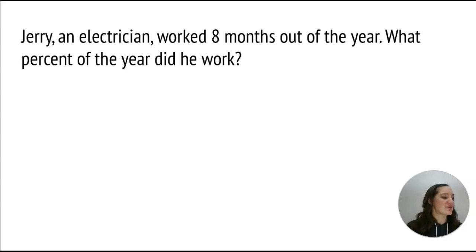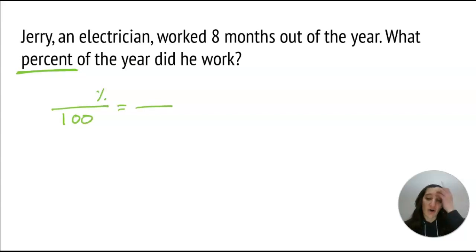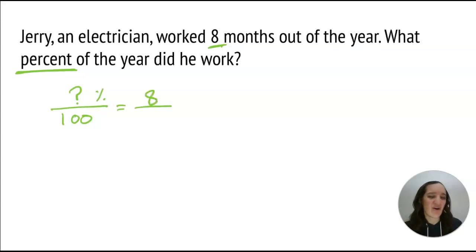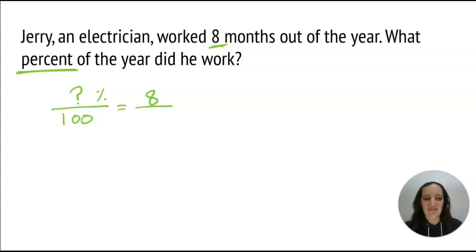Jerry, an electrician, worked 8 months out of the year. What percent of the year did he work? This is a percent problem. So I know I can go percent over 100, part over a whole. Oh, I don't have anything that has a percent sign, does it? In fact, it asks, what is the percent? And golly, it just looks like I have one other number, right? 8 months out of the year. So that's the part that he worked. But what's the whole? 8 months out of the year?